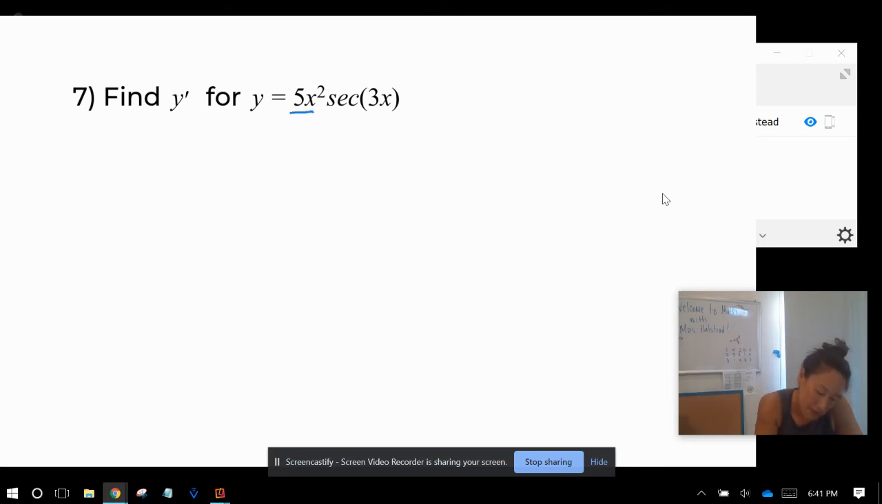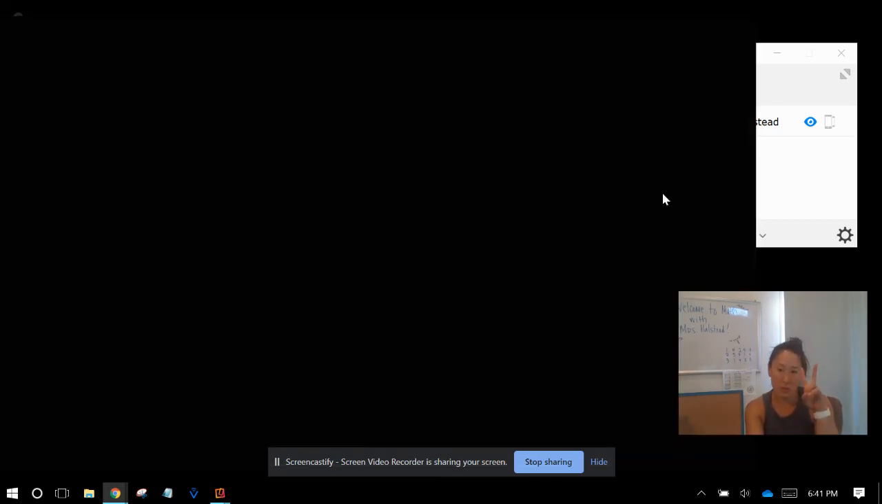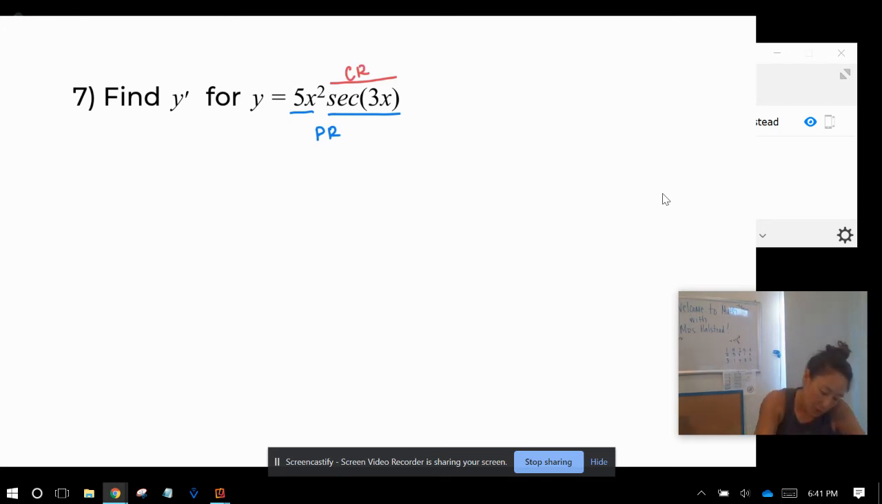We have 5x squared times the secant of 3x. Since the 5x squared is not a constant, we can't just tack it on to our other function. So we have to apply product rule. But then I also see right here the secant 3x is a chain rule situation. So we have 2 rules that we got to tackle. We're going to start with the product rule.